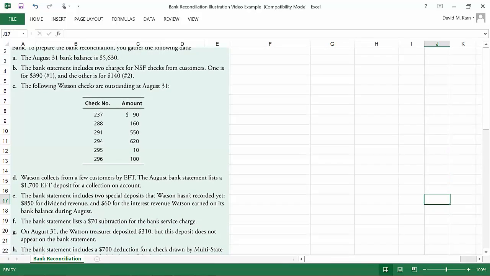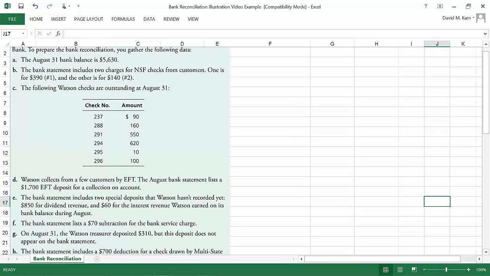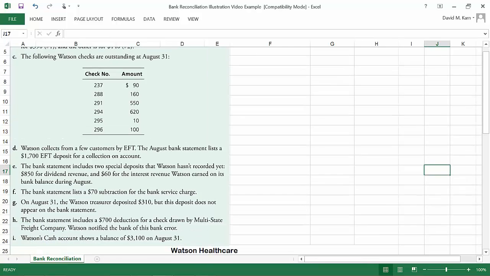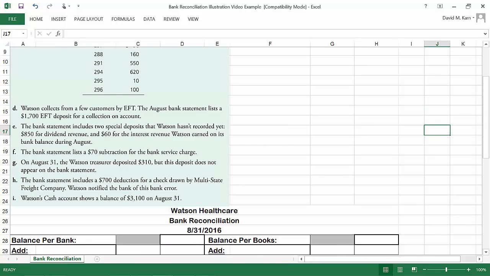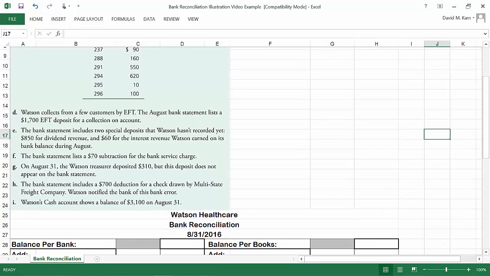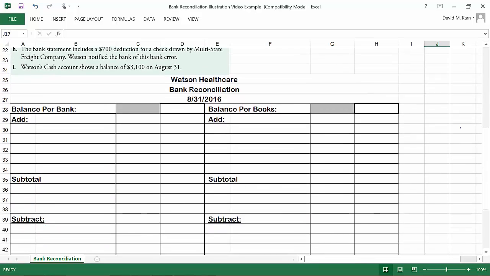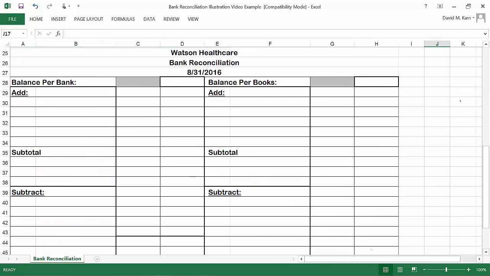It says here the August 31st bank statement balance is $56.30, and then in letter I it says Watson's cash account shows a balance of $3,100 on August 31st. Okay, so here's our bank reconciliation. I've already put the heading in there for Watson Healthcare, the bank reconciliation, and our specific day that we're doing this on. All right, so let's take a look and see how this works.